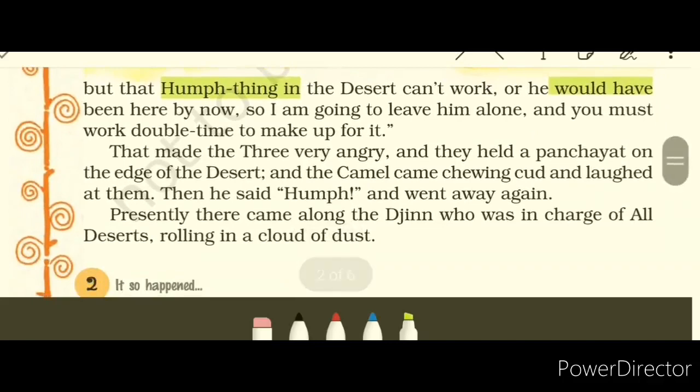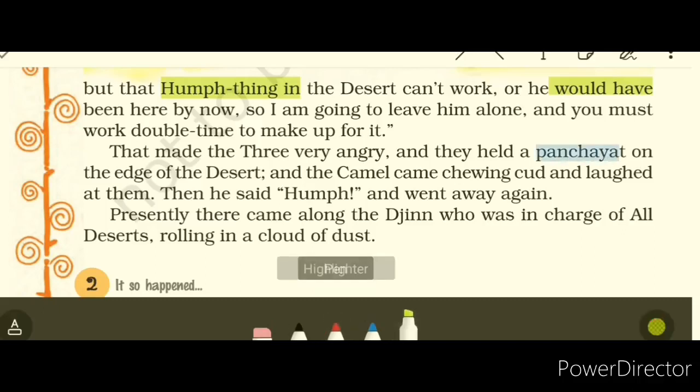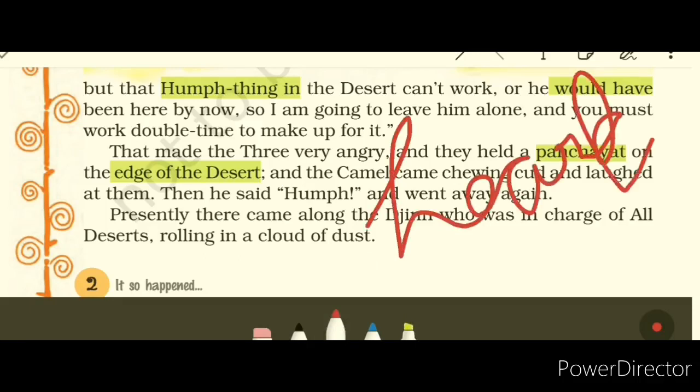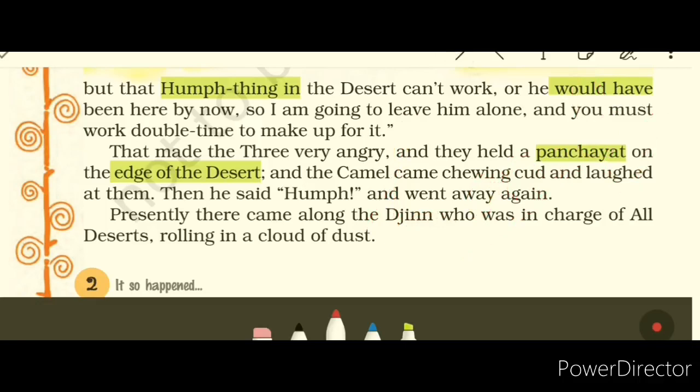"So that made the three very angry, and they held a panchayat." Panchayat refers to a council of five people who sit under the shade of a tree to discuss matters of dispute, hearing the concerns of all the members who have the problem, and coming to a conclusion. So that made the three animals very angry, and they held a panchayat on the edge of the desert. They did not want to work so hard unnecessarily just because the hump thing was not working.